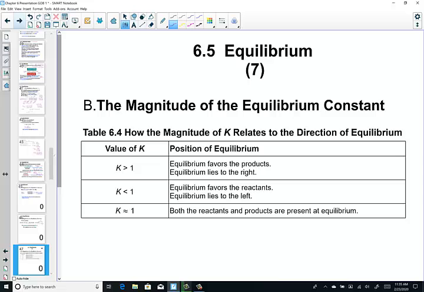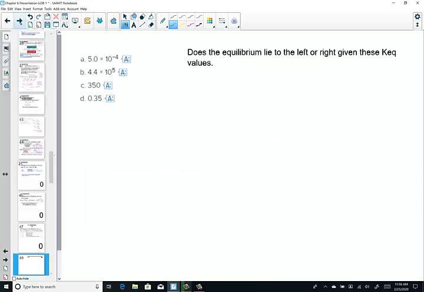So if K is greater than 1, we know we're favoring the equilibrium to the right. If K is less than 1, we favor the equilibrium to the left. And if it's about 1, we know that we have equal amounts. Ask yourself these. Pause the video and answer, do we lie to the left or right given these K equilibrium values?